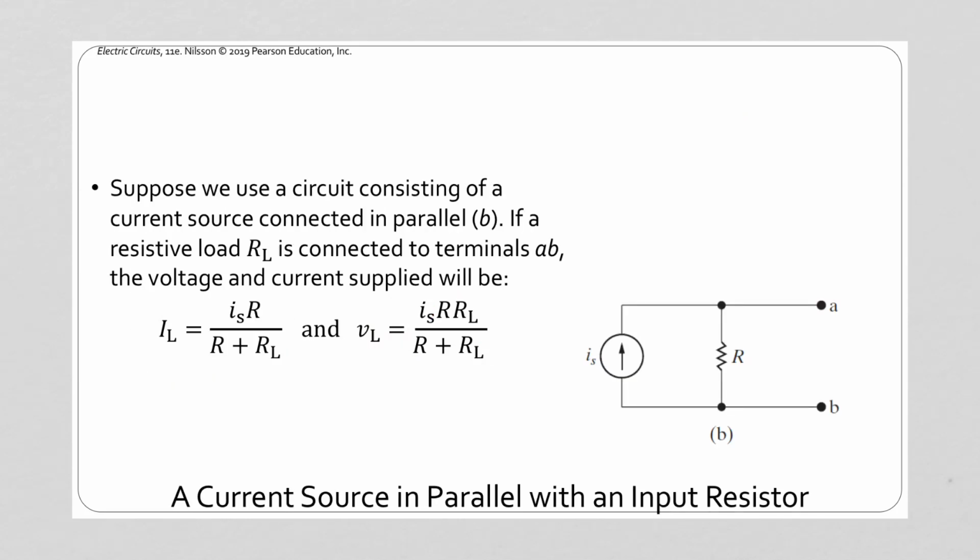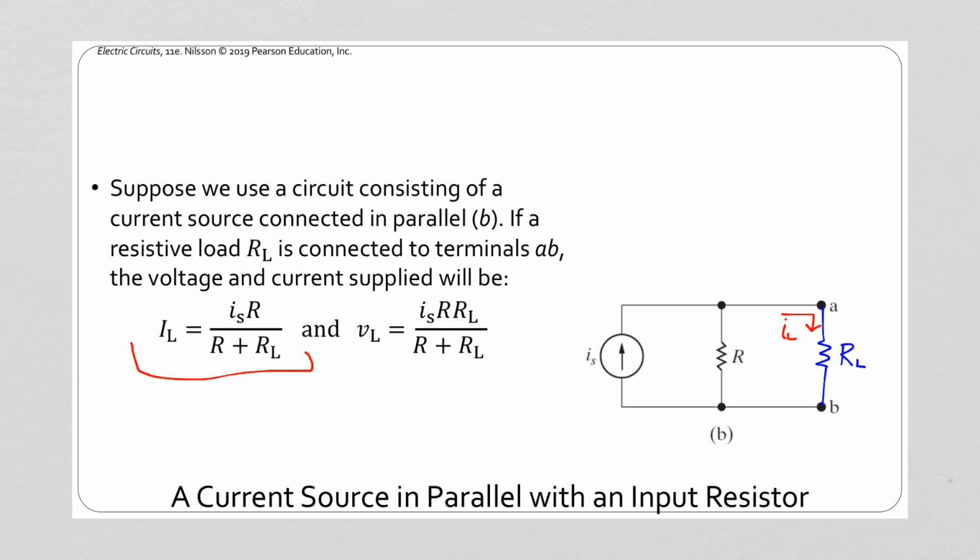Now let's suppose instead that we have a circuit consisting of an independent current source and a resistor that are connected in parallel with one another. Following the same idea as before, let's imagine we have a load resistance RL connected at terminals A and B. In that case, the current flowing through that load resistance IL will be IS, the source current, times R divided by R plus RL. In this case, this is a current divider.